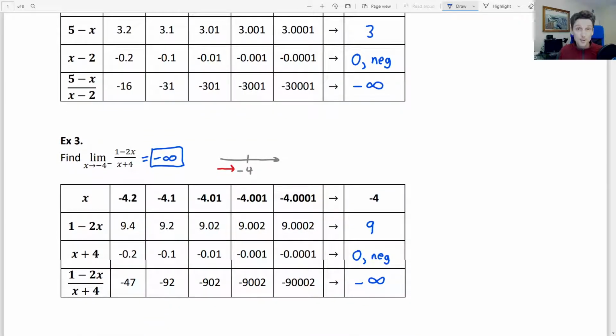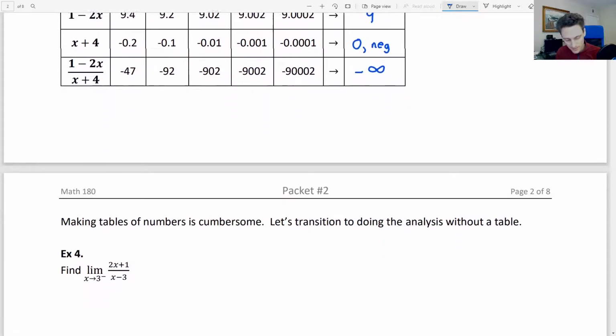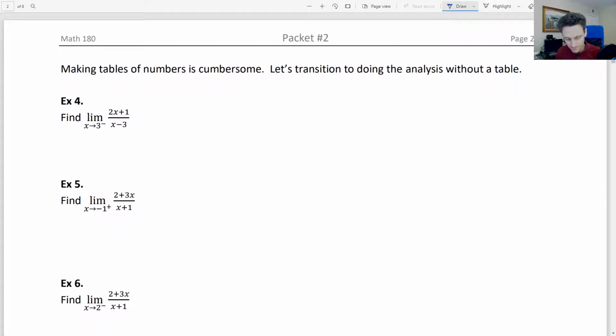Let's now transition away from these tables of numbers into a more analytical way of thinking about it. So in example 4, we're asked to find the limit as x approaches 3 from the left of another fraction. So we have a rational function, which is a polynomial over a polynomial. It's like a fraction of polynomials. And what we're going to do is, rather than make a table of numbers, analyze what's happening to the top of the fraction and the bottom of the fraction separately, and then think about what happens when we combine those two effects together.